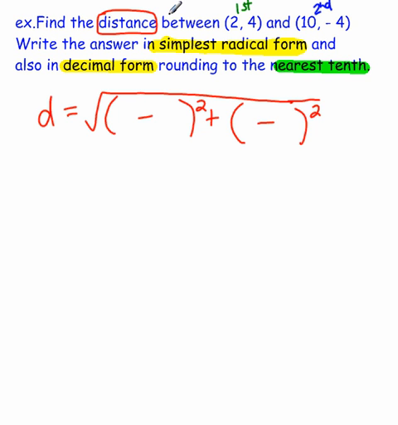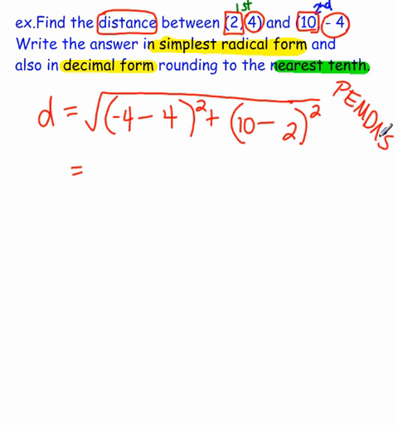So it says we should take the y coordinate from the second point, which would be my negative 4, and place that here, minus the y coordinate from the first point, which is a positive 4. In this parenthesis, it says to take the x coordinate from the second point minus the x coordinate from the first. So this is what it looks like. Now, to find out what is underneath this radical, I am going to follow my Please Excuse My Dear Aunt Sally order of operations.